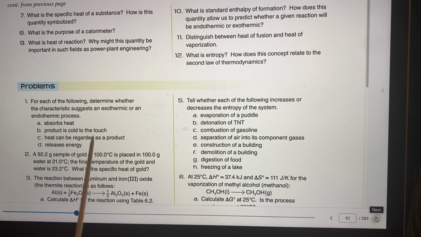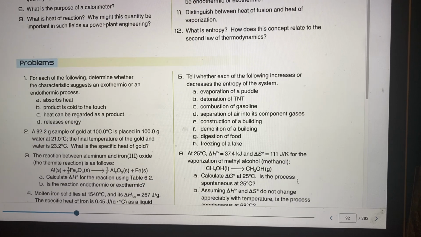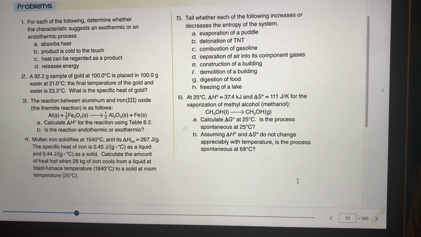So products are very cold to the touch. This is going to be endothermic, right? Because basically that heat's been taken out and absorbed in the reactant. So things are cold. Heat can be regarded as a product. Whenever heat is produced as a product and heat is exiting, you have an exothermic. If it's releasing energy, it's going to be exothermic. Okay? So let me see if I can go up a little bit so you can read. There we go.